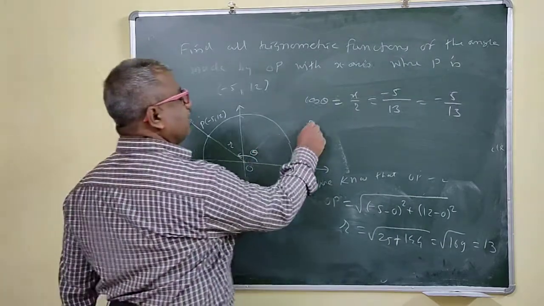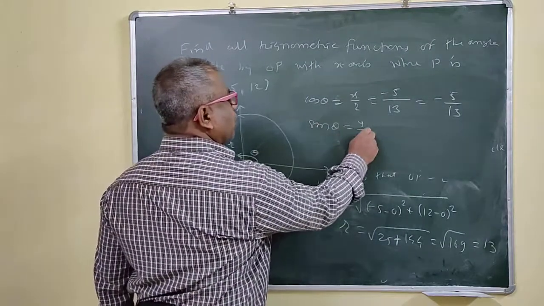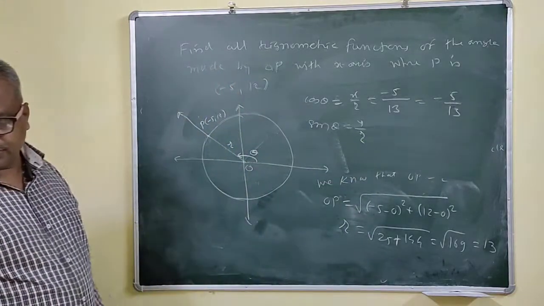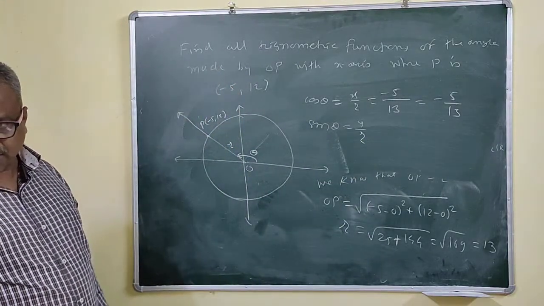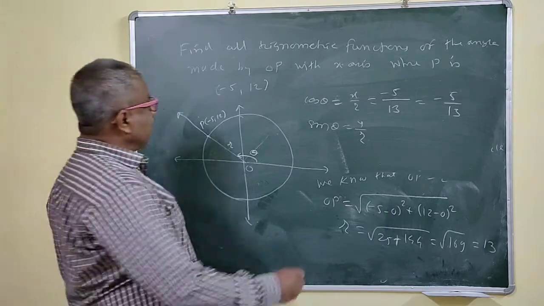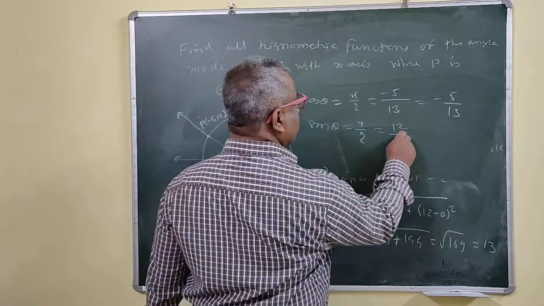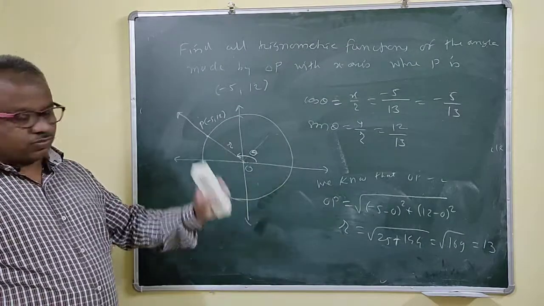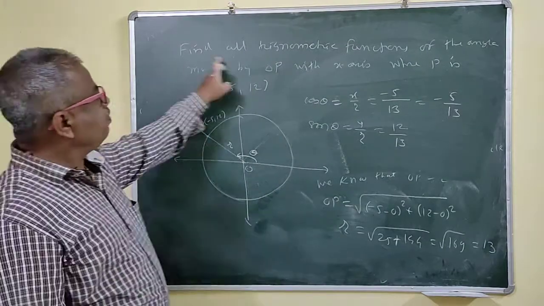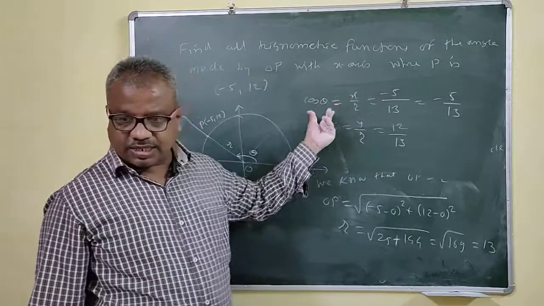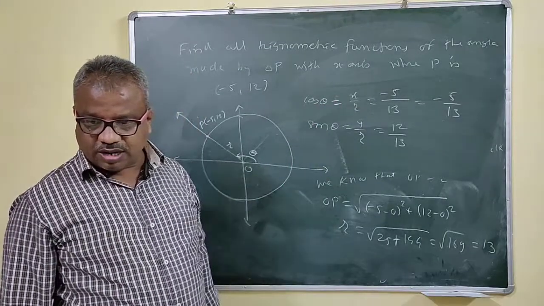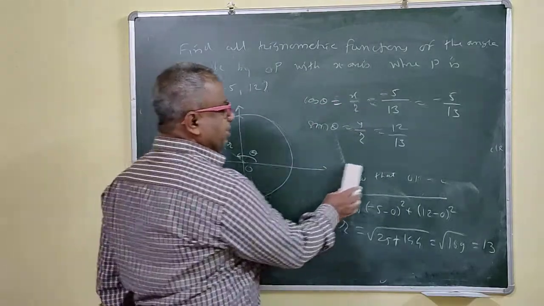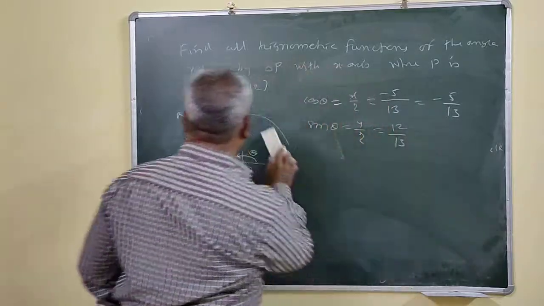What is sin theta? Sin theta is y by r. We know that. So y, what is y? Y is 12 by 13. Your sin theta is 12 by 13. Now what do we want? Find all trigonometric ratios. We get sin theta and cos theta. We are ready to find the other 4 trigonometric ratios. Very easily we can find the other 4 trigonometric ratios.